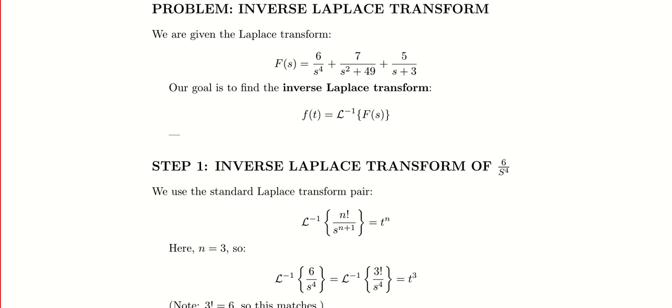In this video, we want to find the inverse Laplace transform of 6 over s to the fourth plus 7 over s squared plus 49 plus 5 over s plus 3. We're going to treat the inverse Laplace transform of each one individually.